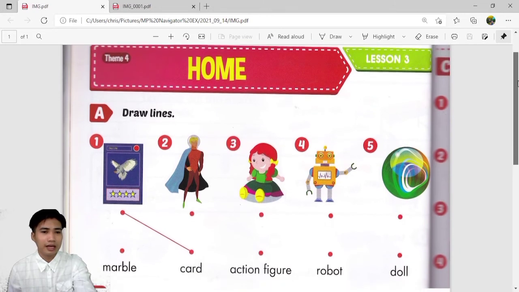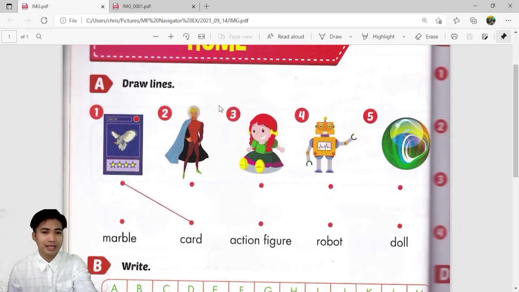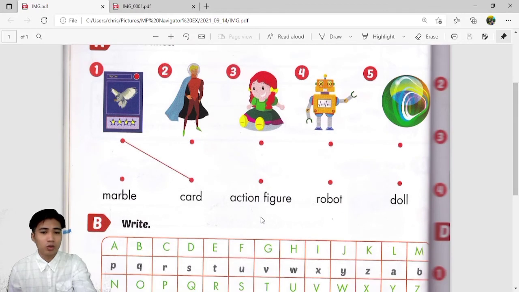For letter A, draw lines and connect each picture with the correct vocabulary word. For example, number one is a card. Number two, three, and four, you're going to connect them with the correct vocabulary word. Okay?